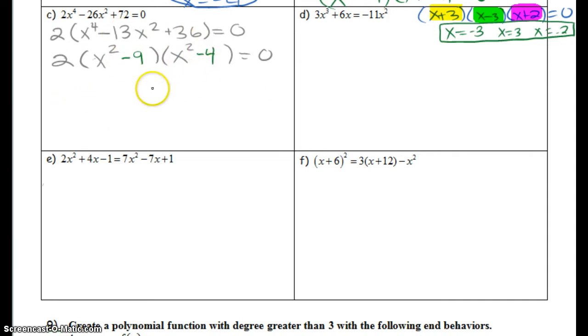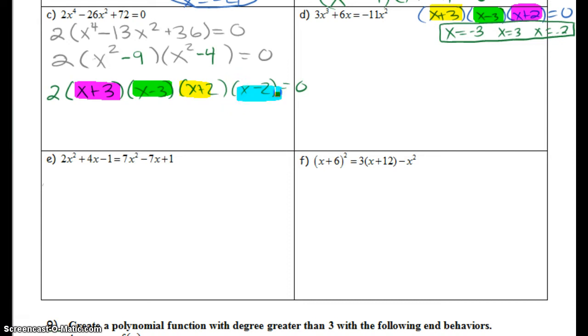And look at both of these terms. Again, we're not letting you off easy on this one. These are both difference of squares. We have x plus 3, x minus 3. X plus 2, x minus 2. This time I have 4 things I'm going to set equal to 0. 1, 2, 3, 4. How come I don't set the 2 equal to 0? Because 2 never equals 0. So I have 4 solutions. Negative 3, positive 3. Negative 2, positive 2.